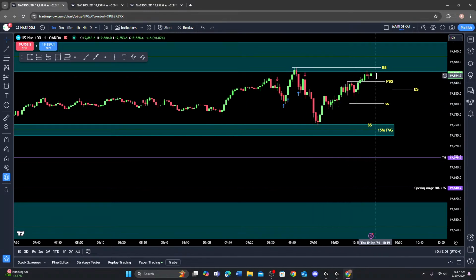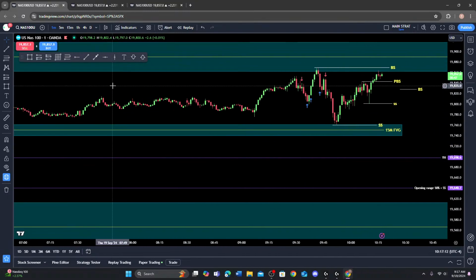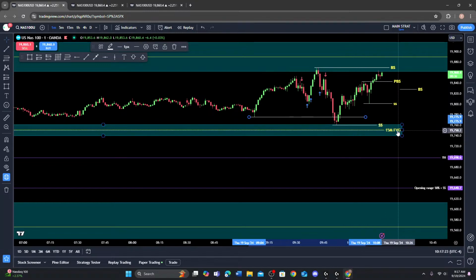There were a couple of setups here. We had previous sell side here, formed a swing low formation right at that fair value gap on the 15-minute, touched the very top of that, and formed a swing low. So you have a lower low to the left of it, and a higher low to the right of it.